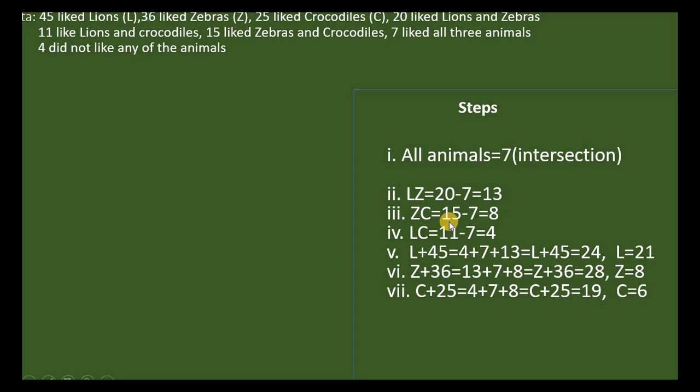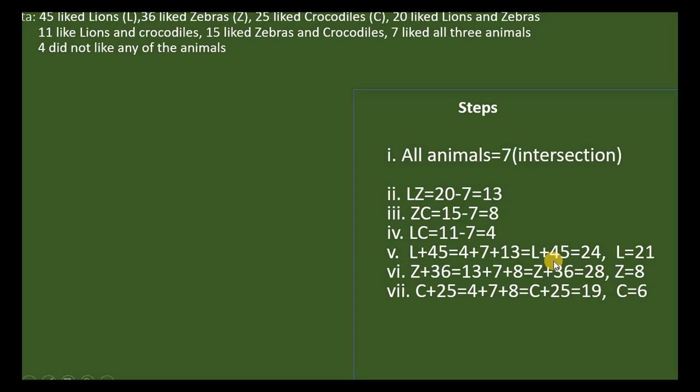And for those who watched zebras and crocodiles, we subtract 15 minus 7 and we get 8, and this is the number of those who watched zebras and crocodiles only. Also for those who watched lions and crocodiles, we just subtract 11 minus 7 and the number we find is 4, and these are the ones who watched lions and crocodiles only.